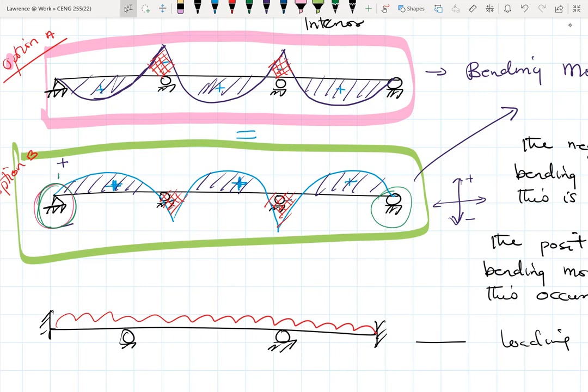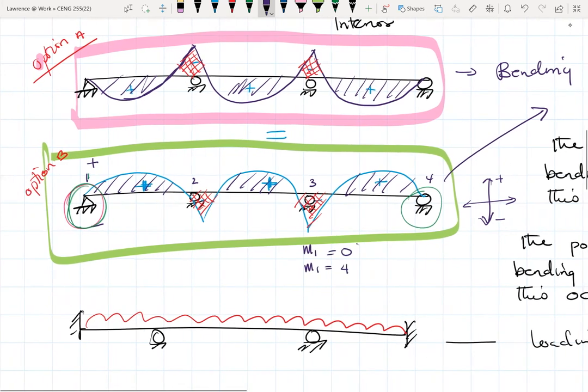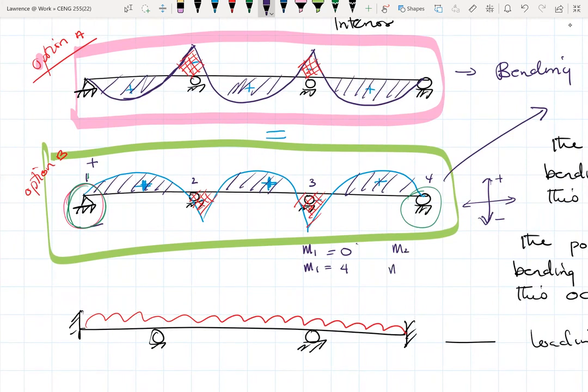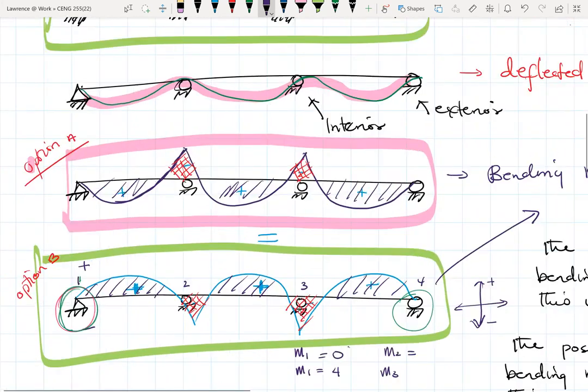That's how come, when drawing a bending moment diagram, we can say that, assuming I have here one, two, three, four, so I'm naming my supports 1, 2, 3, 4, the moment at support 1 will be 0, and the moment at support 4 would also be 0.